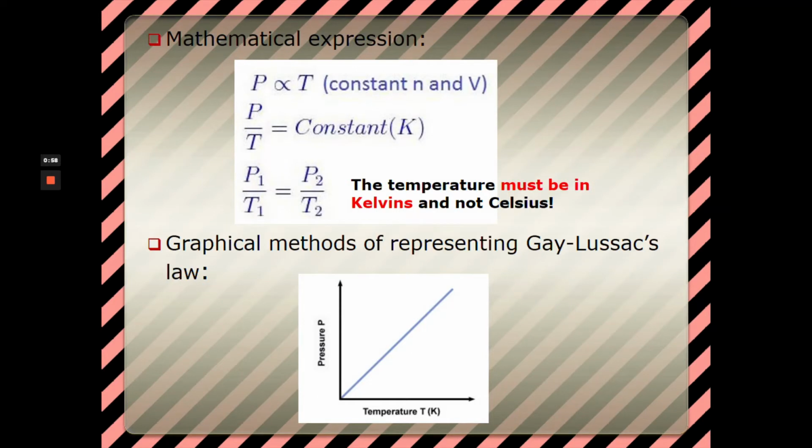So mathematically we can express it as P over T equals K, where K is the constant, P is the pressure, and T is the temperature. We can also write Gay-Lussac's law as P1 over T1 equals P2 over T2. Remember that the temperature must be in Kelvin. Graphically, we can sketch P versus T, and we will get a linear straight line.